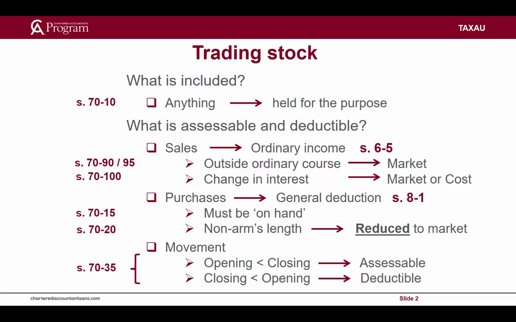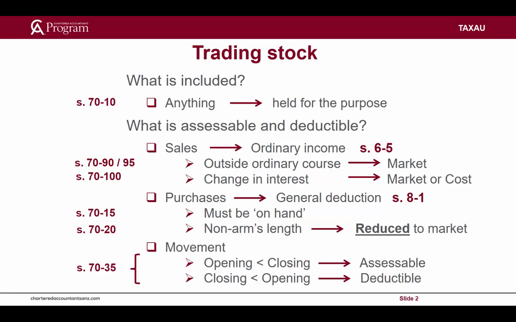It is also important to note that if the trading stock is purchased in a non-arm's length transaction for more than its market value, then the cost of the purchase must be reduced to market value under section 70-20. However, there's no adjustment if the trading stock is acquired for less than its market value.